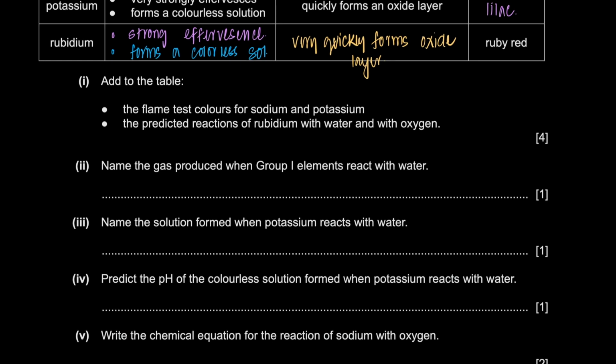Name the gas produced when group 1 elements react with water. Group 1 elements reacting with water. Where's my hydrogen? Name the solution formed when potassium reacts with water. You have to name it, so potassium hydroxide.